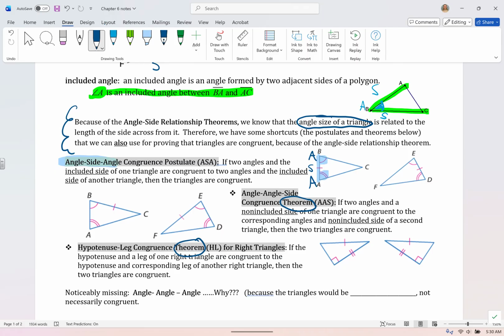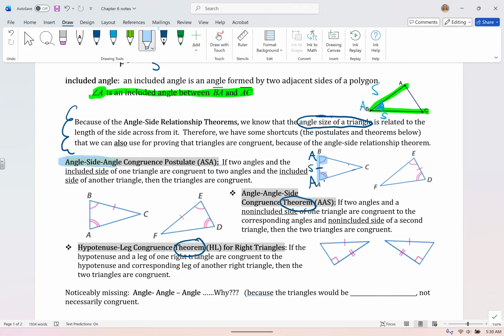Again, the angles help control the measure of the side across from them. And this side right here controls the measure of the angle across from it. So truthfully, as long as you know those three things, two angles and the side in between them match the corresponding angles and side of another triangle, those two triangles have to be the same size.